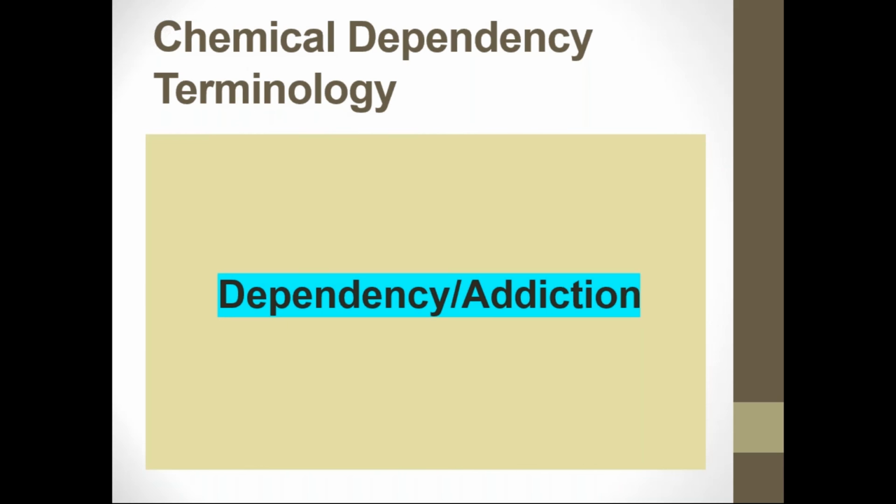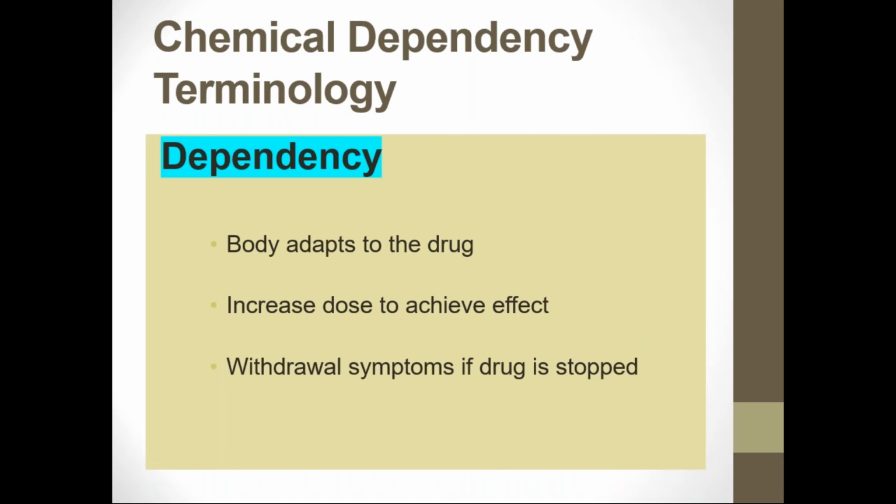All right, so I'll talk about some specific terminology related to chemical dependency. I'll say a couple of things about the words dependency and addiction. And as I go through these, try to think about how you would say these terms in your language of service. Dependency means that the body adapts to the drug. You have to increase the dosage to achieve the same effect. And the patient may experience withdrawal symptoms if the drug is stopped.